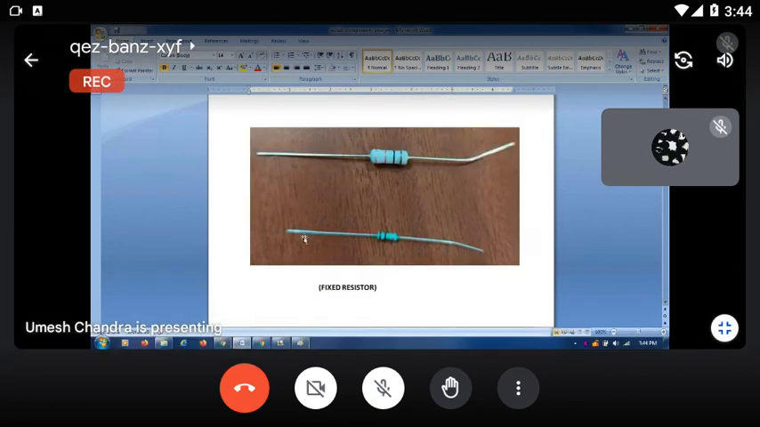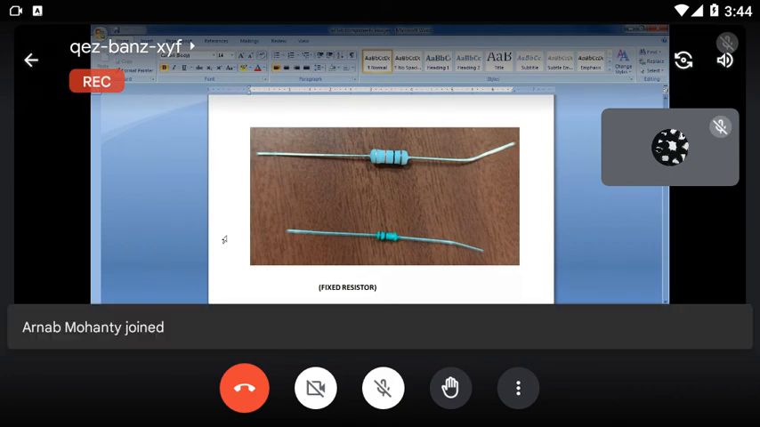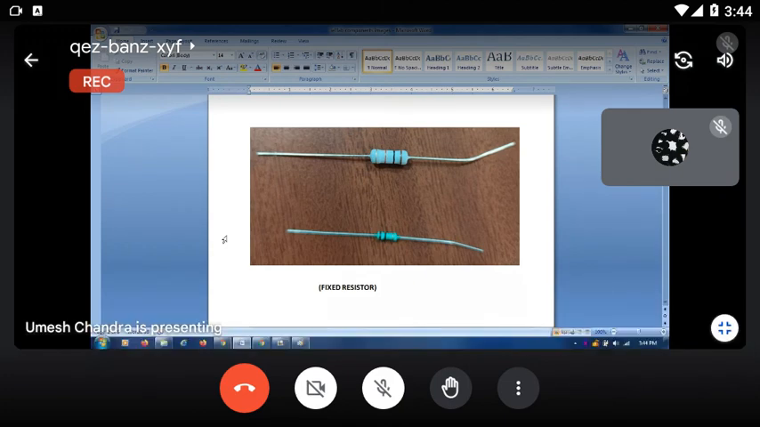All of you clear? This is a fixed resistor. Yes, sir. Sir, we have to connect a probe to any side of the resistor? Yes, you connect to any side. There is no polarity; a resistor has no polarity. So you connect to either terminal of the resistor.